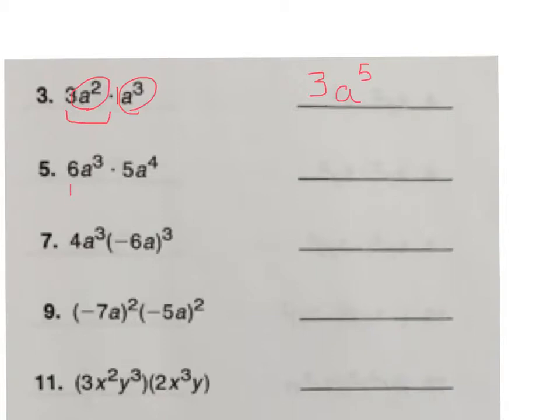Okay, on 5, you say 6 times 5 is 30. And a to the 3rd times a to the 4th is a to the 7th. When you multiply like bases, you add their exponents.